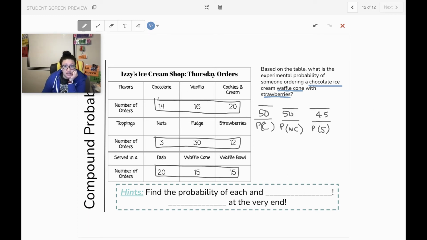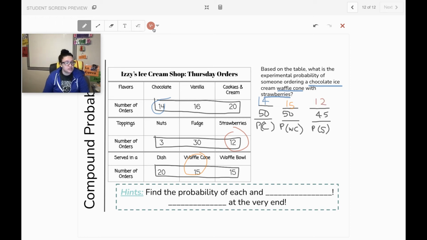All right, the probability of getting chocolate ice cream was 14 out of 50. Oh, my mouse is going slow. Jack O'Hare gets stuck in there and that makes it go slow. See, now it's good. Let me try that again. Now the probability of getting it in a waffle cone was 15 out of 50. The probability of picking strawberries for your topping was 12/45.